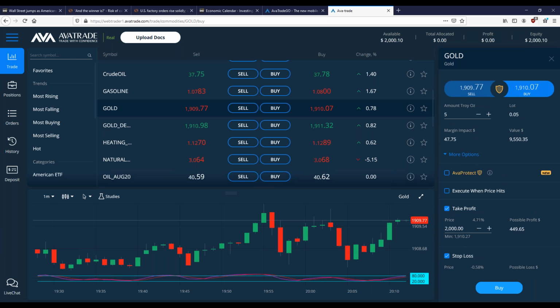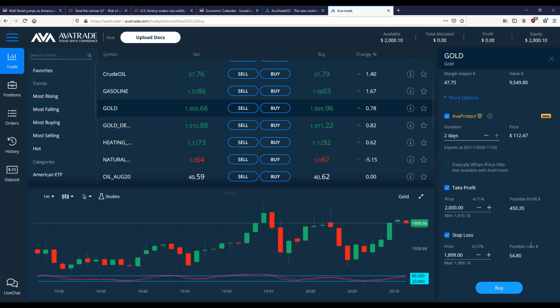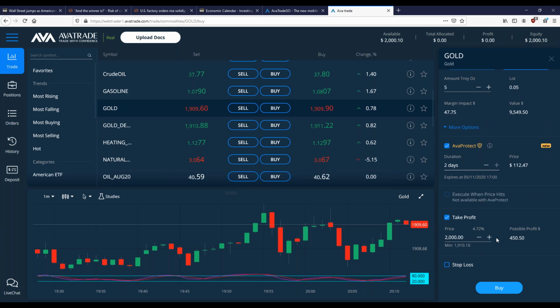What if I say, well, you know what? I want to have protection on this. No problem. Ava Protect. How long do I want to protect? Maybe through the next 2 days. Okay, that costs me 112. So even if I take the protection for 2 days, $112, and I leave a stop loss, or I could remove the stop loss. I don't have to have a stop loss. If I put my protection, I could add the stop loss closer to the end of the protection, right?